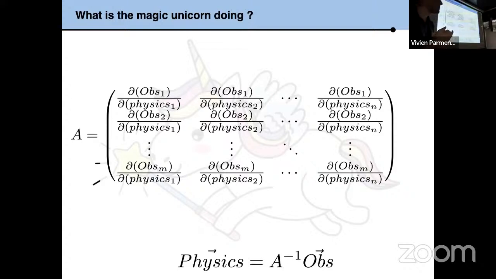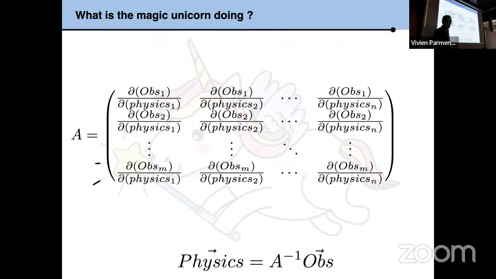So what is the magic unicorn? The magic unicorn is a matrix. Sorry, I didn't tell that to my daughter yet. Magic unicorn is math. So basically, you have the Jacobian, which is how the observations at a given wavelength vary with my first physical parameter, with the second physical parameter, etc.